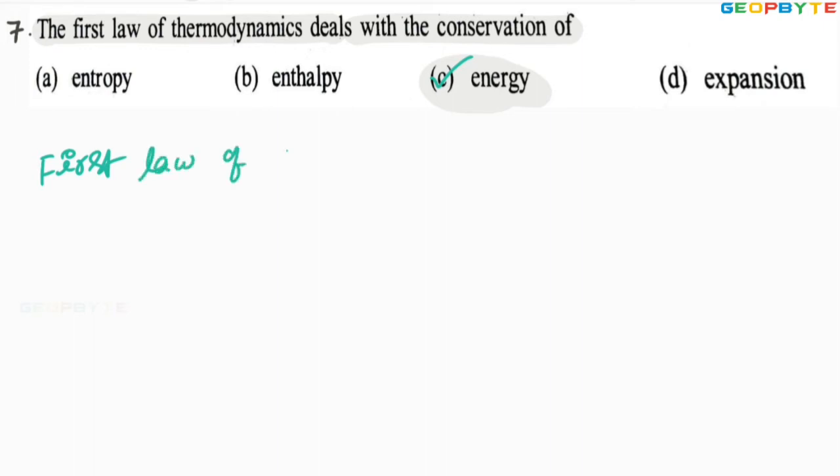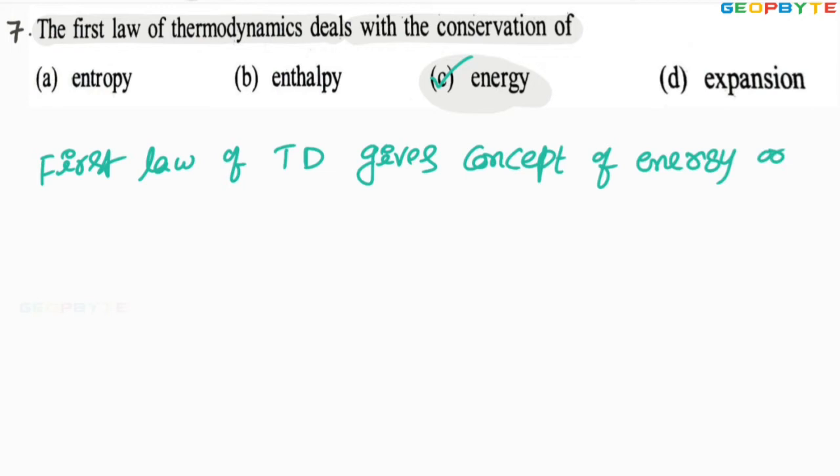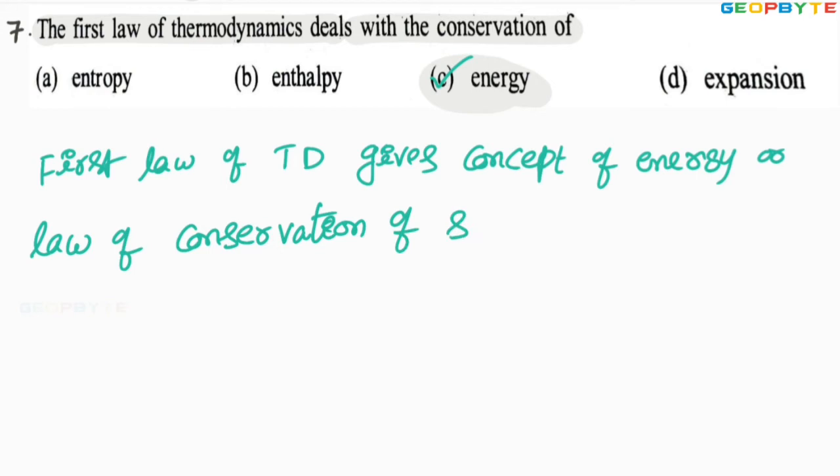First law of thermodynamics gives the concept of energy, or the law of conservation of energy. Whereas the second law of thermodynamics is giving the concept of entropy.